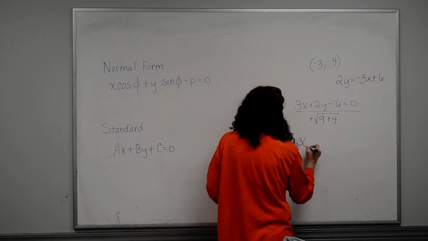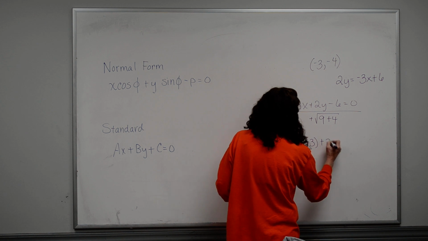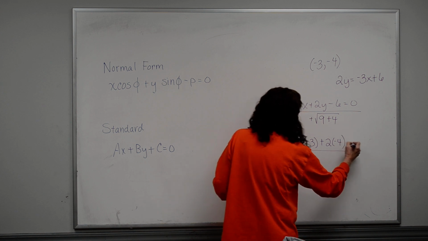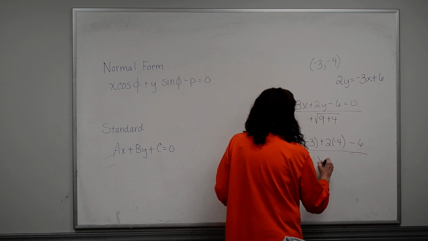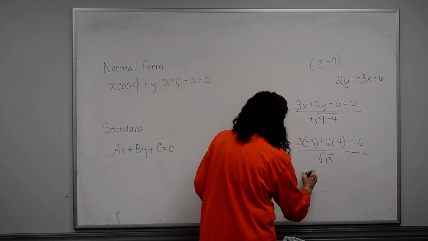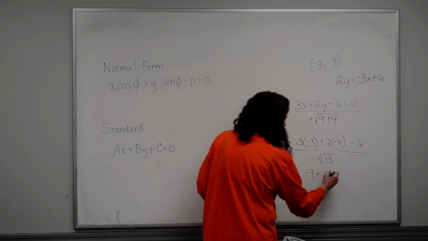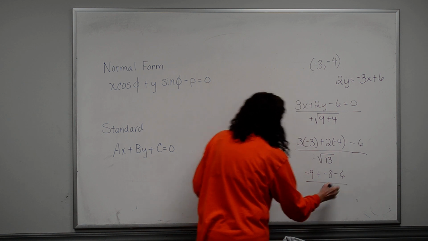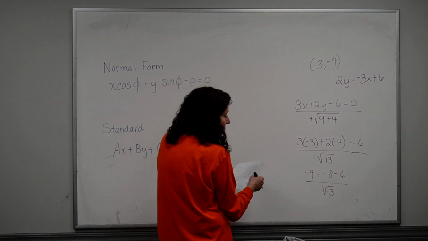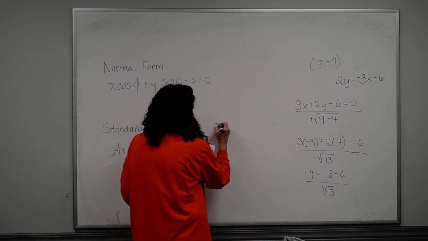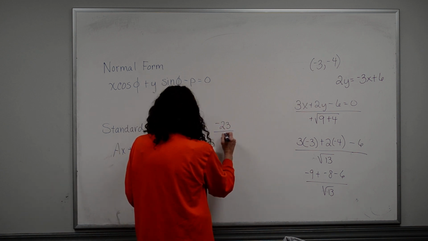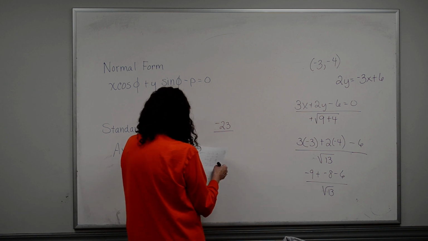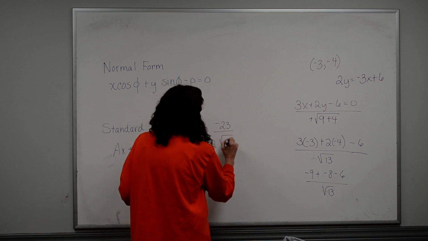So I have 3 times -3 plus 2 times -4 minus 6 divided by the square root of 13. So I have -9 plus -8 minus 6 over the square root of 13. I'm going to come back over here, so that's going to give me a -17. How about a -23 over, I'm trying to find where it was. There it was, -23 over the square root of 13.